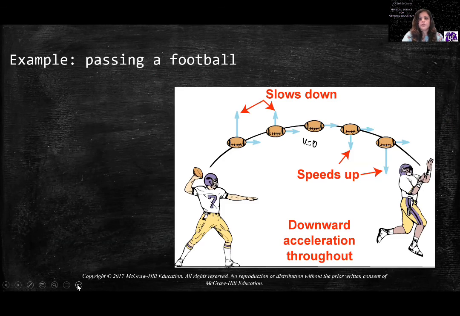So when you're tossing a football, the player is going to toss the ball. It's going to go up, but because of gravity, that upward speed is going to slow down, and eventually it's going to come to zero. It's going to keep moving horizontally. If you look at the size of that arrow, the horizontal arrow is the same length because that stays the same. The only thing that's changing is the vertical motion.